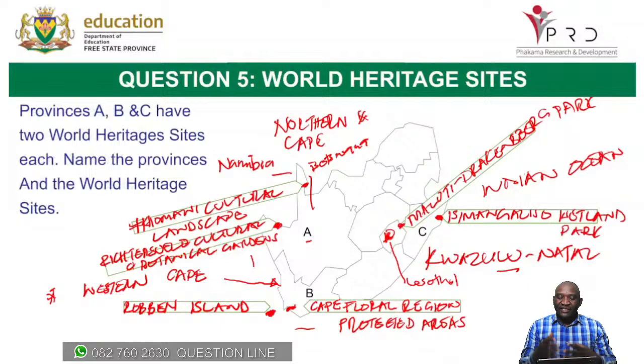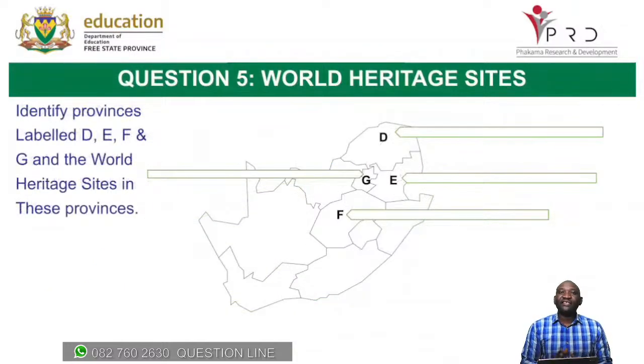So always have this mental picture in your mind that there are 3 provinces that have 2 World Heritage Sites each. And then we have other provinces that have 1 World Heritage Site each. And also keep in mind when we are looking at these particular provinces, there's a province that you're not going to mention as to it having World Heritage Sites. So I'll ask you a question again later.